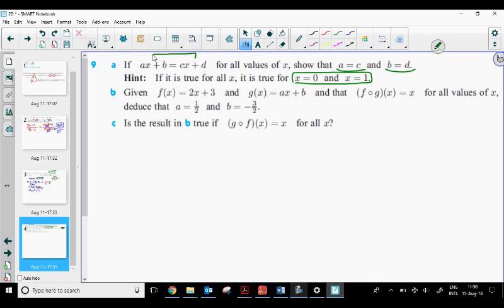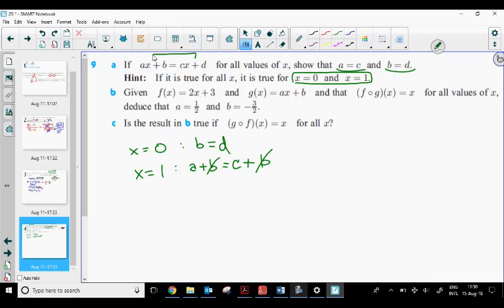So let's see what happens when x is equal to 0. If x is equal to 0, then b has to be equal to d. And if x is equal to 1, then I know that a plus b has to equal c plus d, but I already know that d is the same as b, which means that I could cancel the b's, and of course, a is equal to c.